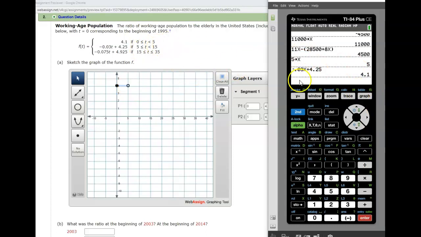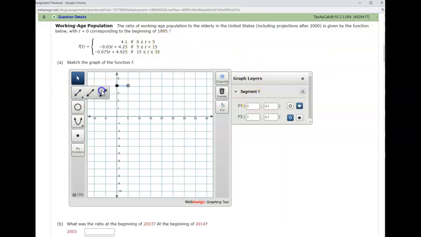And then I need to know what happens at 15. So 15 stores to x. I only have 2 points I'm putting in here. Then I can go grab this either with a second enter, like this. Second enter will take me back up, or I can scroll up if I have the updated operating system. So putting 15 in, I'm going to get 3.8. So I need these points, 5, 4.1, and 15, 3.8.